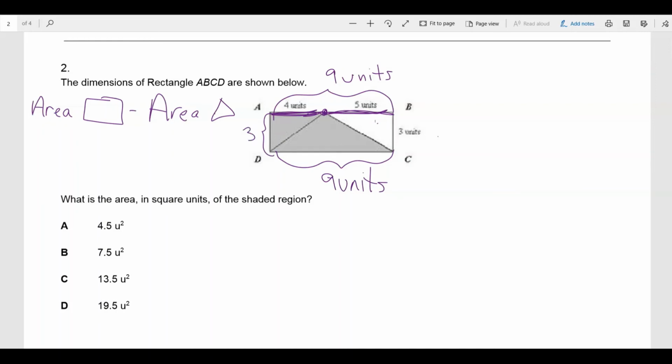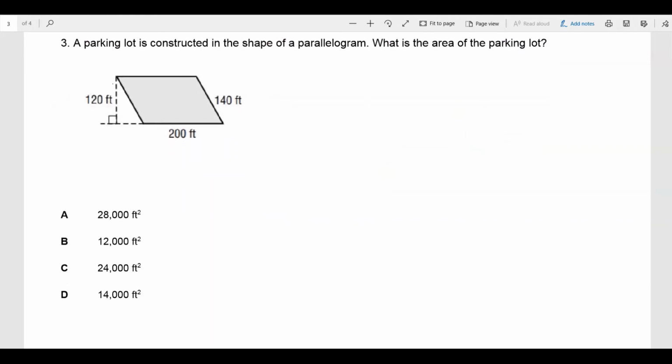So if you want to use the area of a rectangle, which is base times height or length times width, area of a triangle is 1/2 base times height, and area of a trapezoid is base 1 plus base 2 divided by 2 times h. So if you're going to have the area of a rectangle minus the triangle, that's one way to do it. If you're comfortable with the trapezoid formula, use the trapezoid formula. Number 3 is about a parking lot in a shape of a parallelogram.